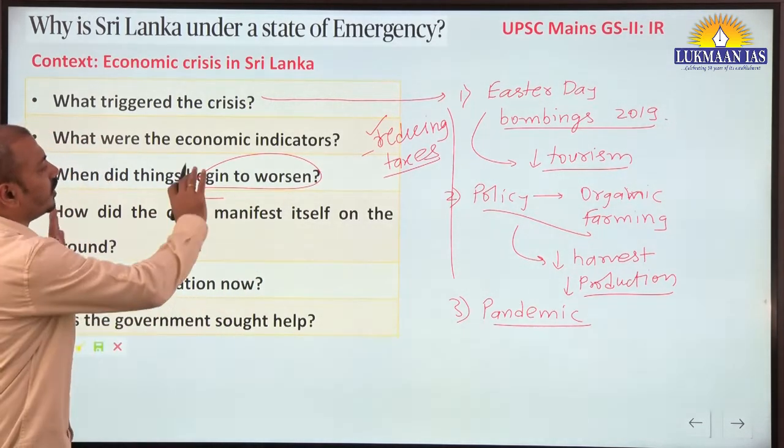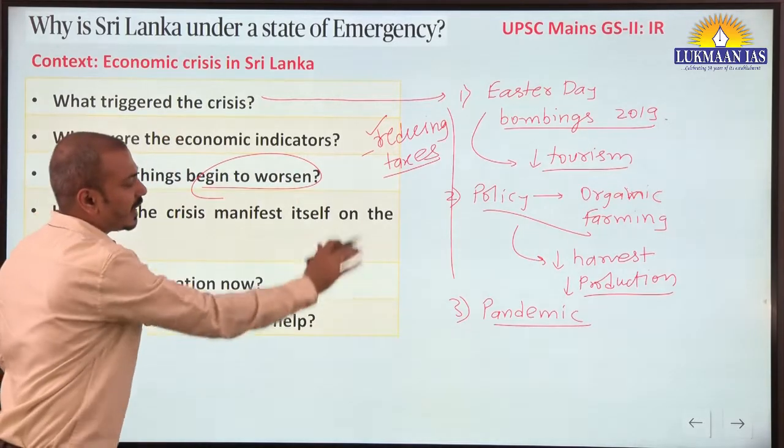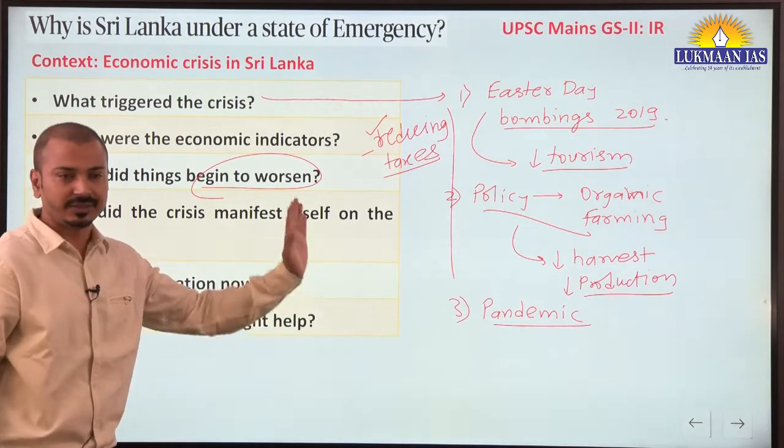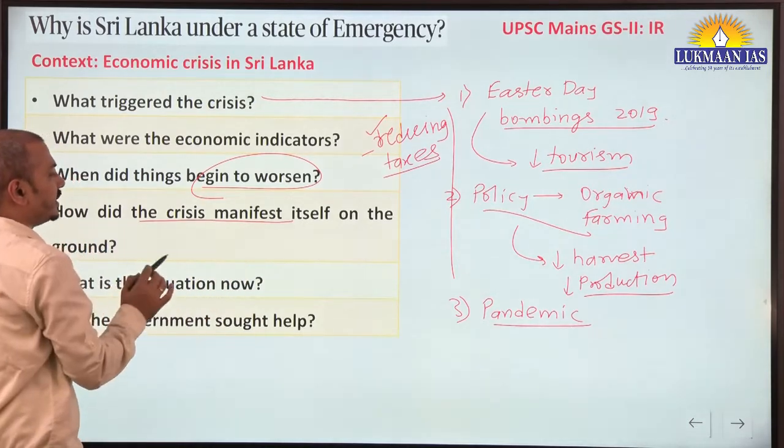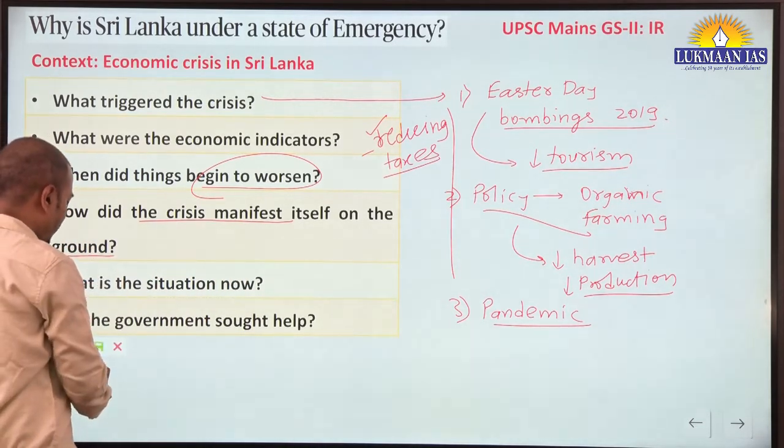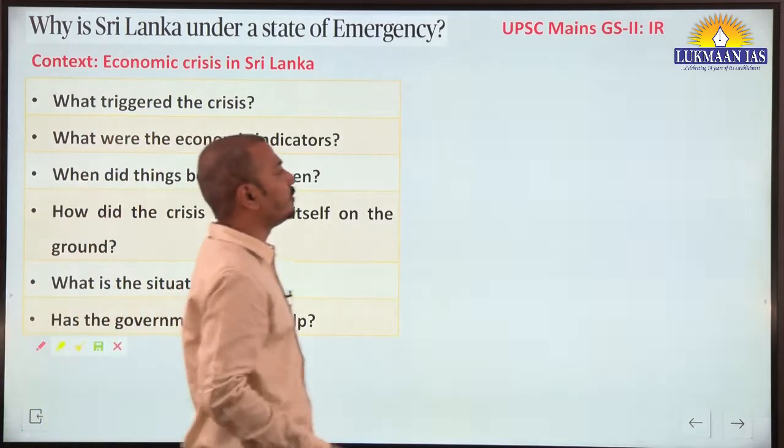Okay, so we should know what is actually happening in the last 2-3 years in Sri Lanka on the ground. Then, how did the crisis manifest itself on the ground? So what is happening on the ground? How are people facing the problem?